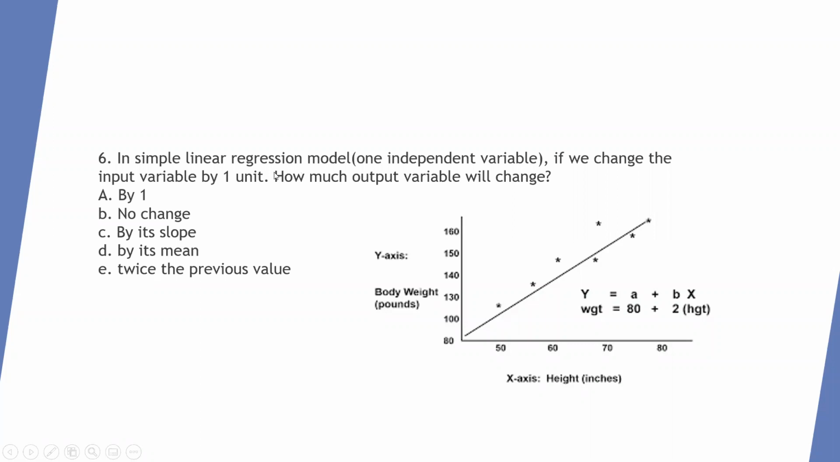I think it would be by the overall direction of the slope. So C is the right answer. By 1 doesn't make any sense, so we cannot choose this option. By 1 what? No unit is given, no description is given, so the most probable option that we can choose here is by its slope.